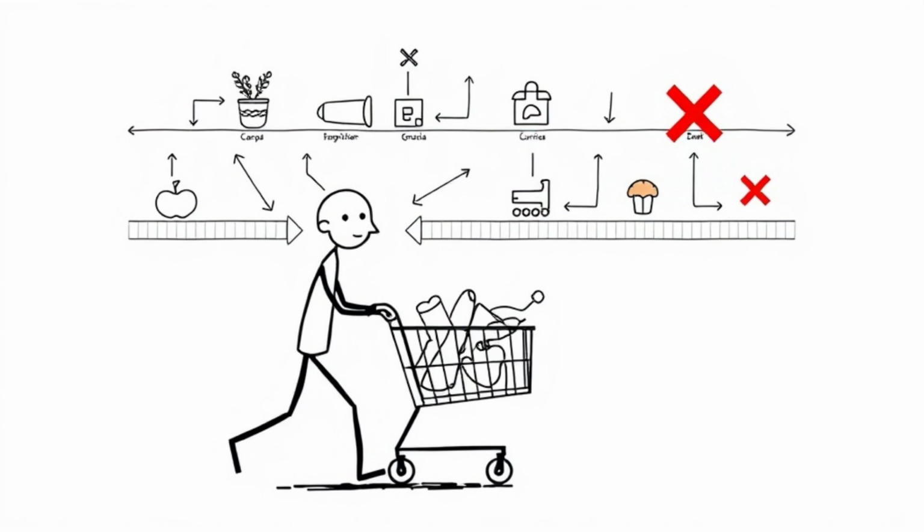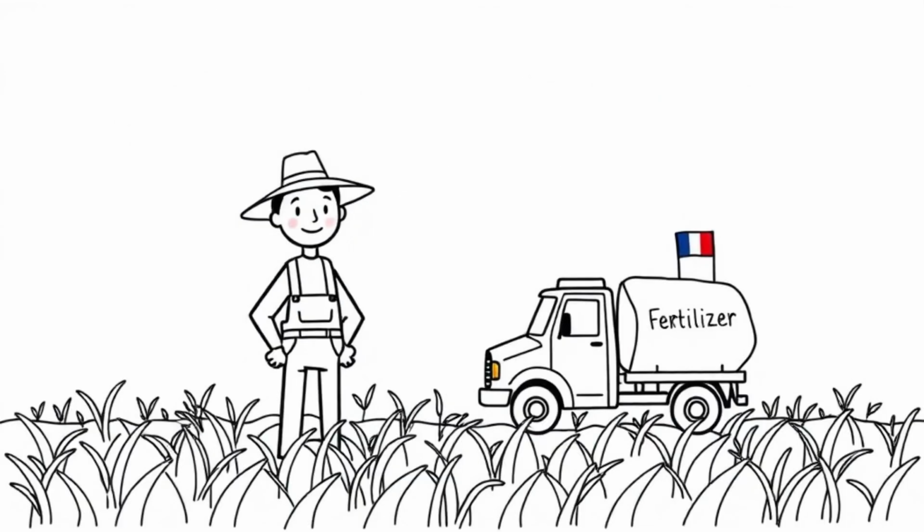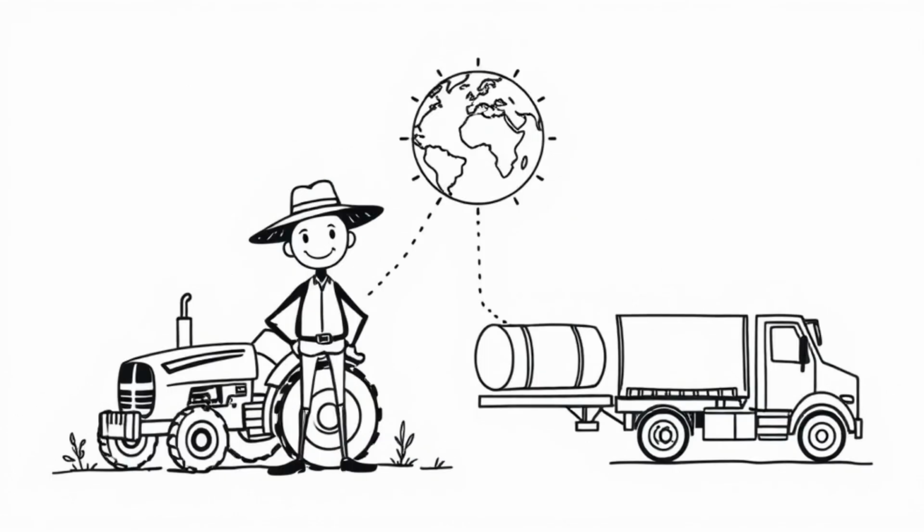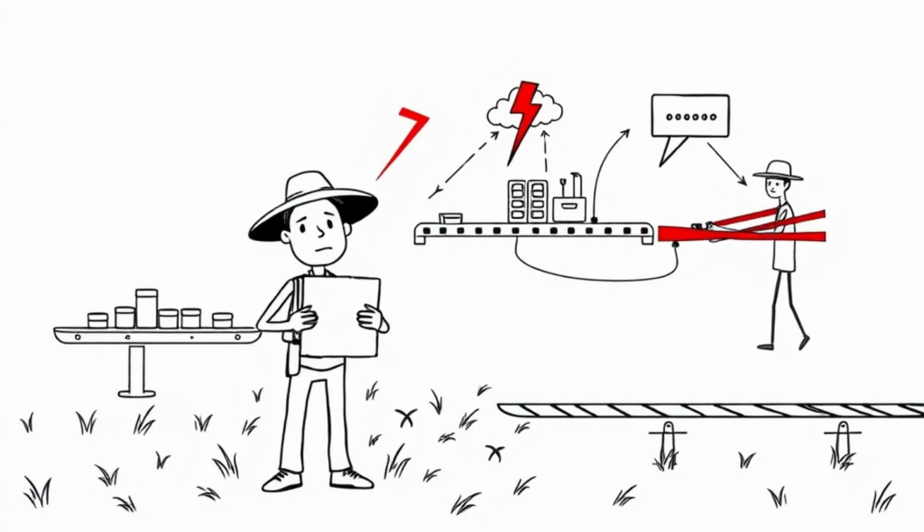Or think about your weekly groceries. Fertilizer for crops might be imported. Animal feed might come from another region. Fuel for tractors and trucks is tied to global energy markets. A disruption in any of those areas can influence food prices.